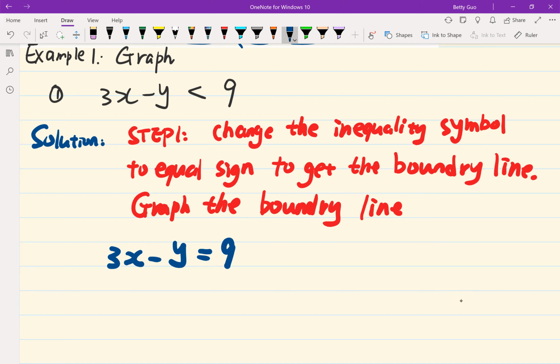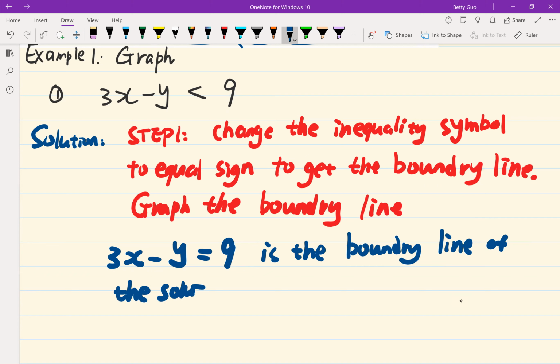So this is the linear inequality in two variables. If I remove the inequality symbol and change it to an equal sign, I have a straight line. We did this earlier, right? This straight line is the boundary line of the solution set of the inequality.